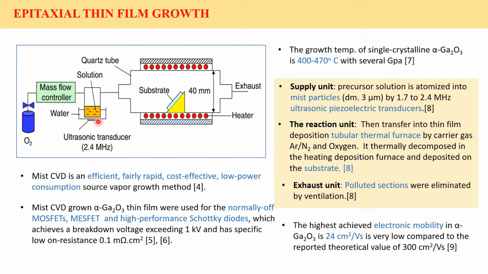So this transducer forms mist particles from the precursor solution, and then the mist particles are carried by argon or nitrogen. Then in the reaction unit, the carried mist particles are deposited on the sapphire substrate in the heating furnace, and then in the exhaust unit, the pollution is eliminated.